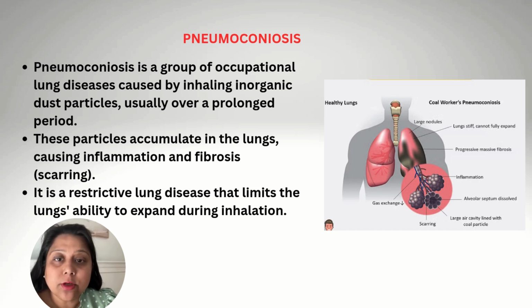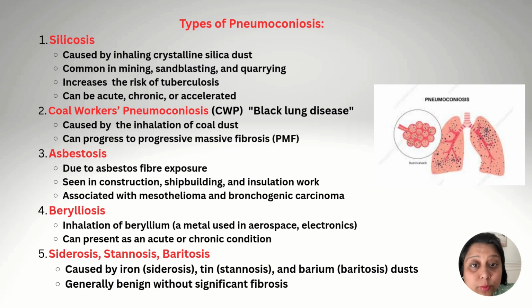Pneumoconiosis. Pneumoconiosis is a group of occupational lung diseases caused by inhaling inorganic dust particles, usually over a long period. These particles accumulate in the lungs, causing inflammation and fibrosis or scarring. It is a restrictive lung disease that limits the lung's ability to expand during inhalation. Now, what are the types of pneumoconiosis?